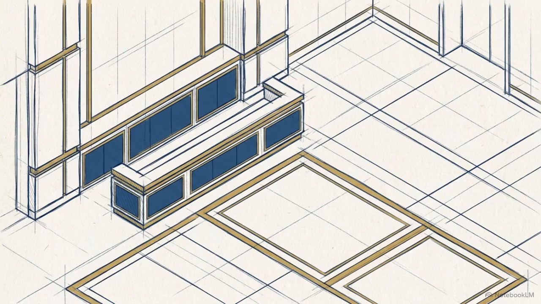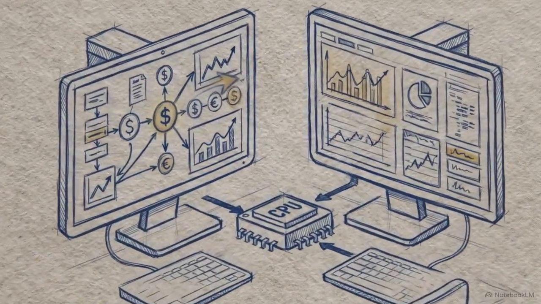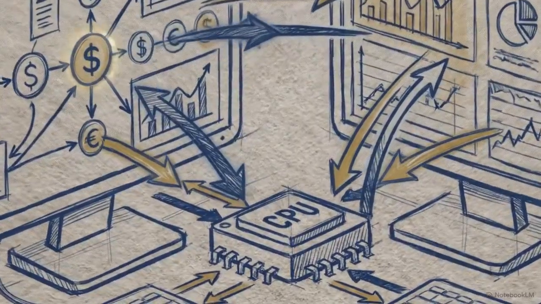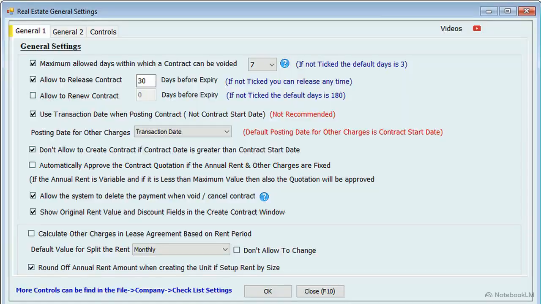By establishing these foundational rules before onboarding a single tenant, you create a system that monitors dates and financial requirements automatically. This oversight prevents common human errors before they impact your ledger. Step 1 begins here, on the General 1 tab.